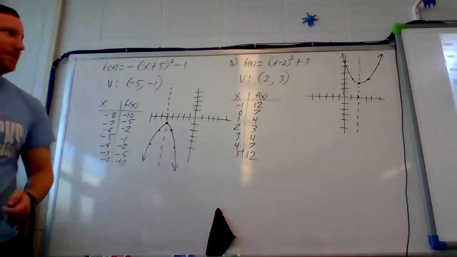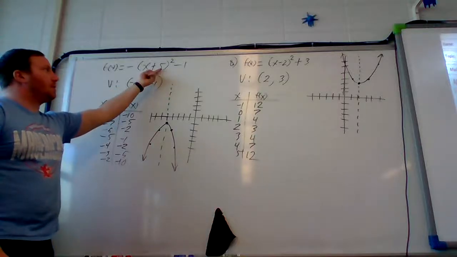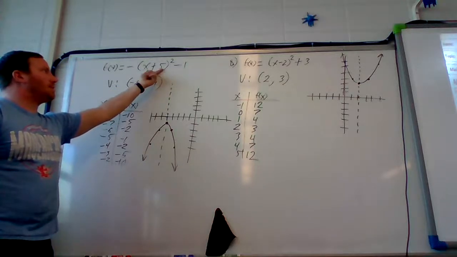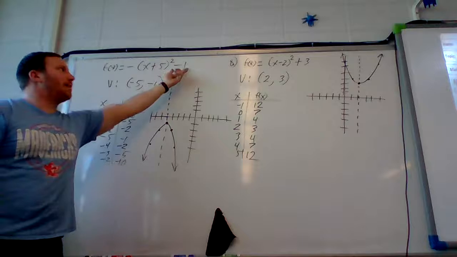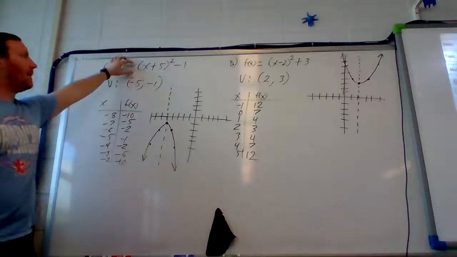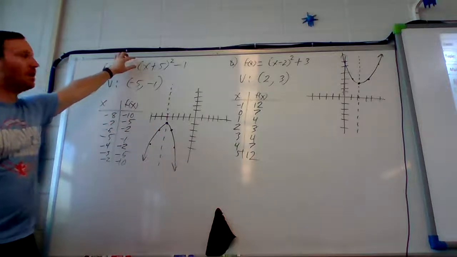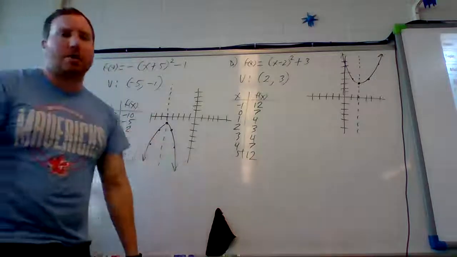And that's it today for our vertex form. Again, vertex form, your vertex value is the opposite on the inside, and your k value is your y value of your vertex. Your a value determines whether you open up or down, if you have a stretch or compression based on the value that you multiply by.